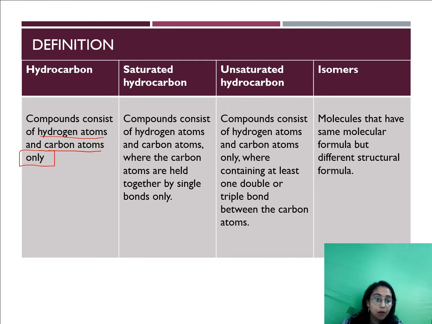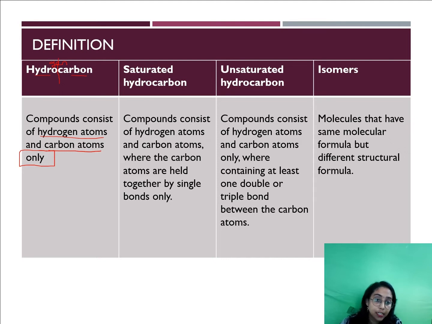So how can you remember this term? Split the word hydrocarbon into hydro and carbon. Remember, hydro is hydrogen, and carbon. So a hydrocarbon is a compound that consists of 2 atoms. What are the 2 atoms? Carbon atoms and hydrogen atoms only. So that's the definition for hydrocarbon.